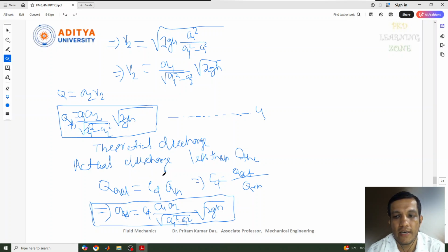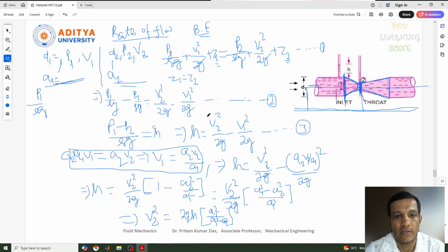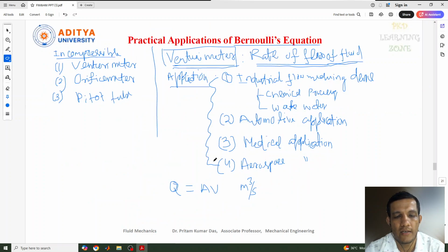So I hope you understand this venturimeter concept, and this is the short derivation of the venturimeter.